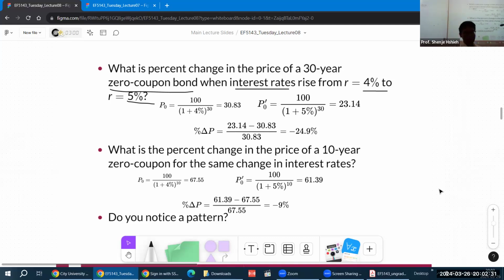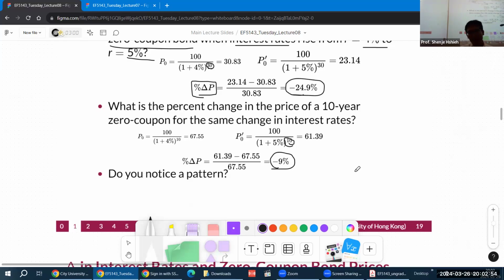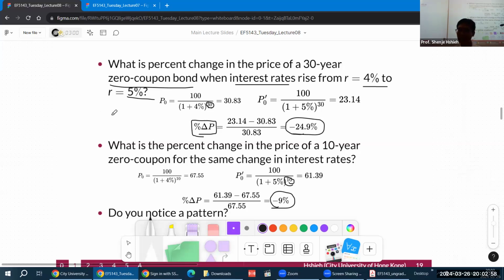Okay. So the first thing you should note is we changed the 30 to the 10, and we noticed that the sensitivity of the bond price is drastically different. This is minus 25% versus minus 9%. So what you should be thinking maybe is, well, maybe it's because this is a pricier bond, right? Maybe this is just a more expensive bond because there's more coupon payments. Well, that's in the right direction.